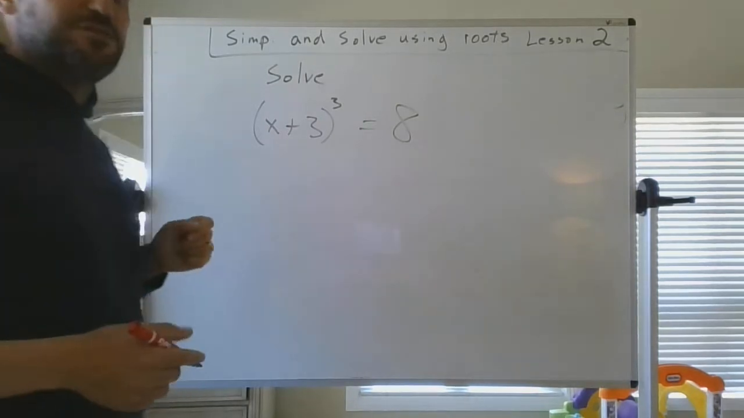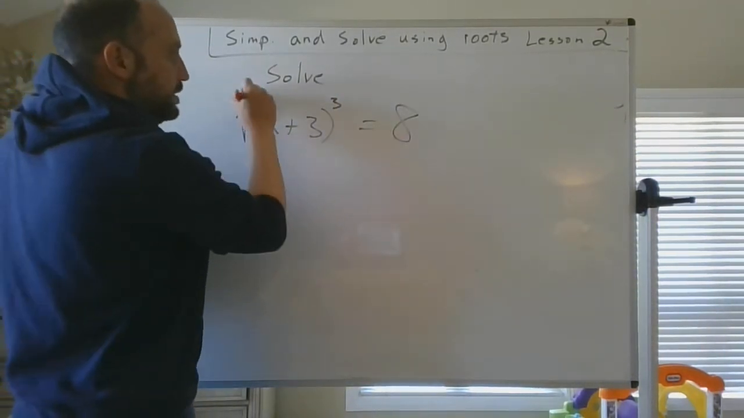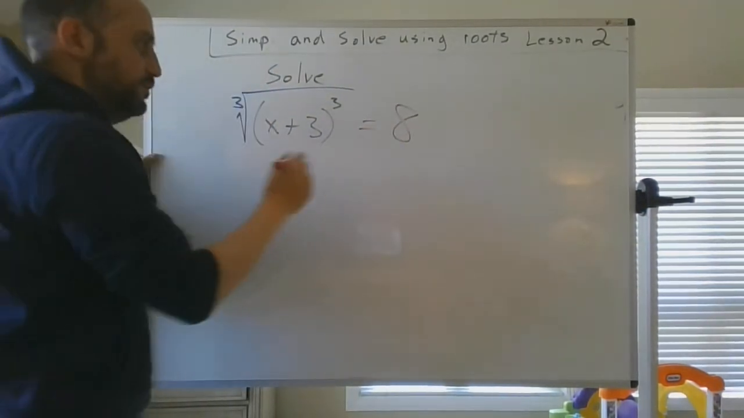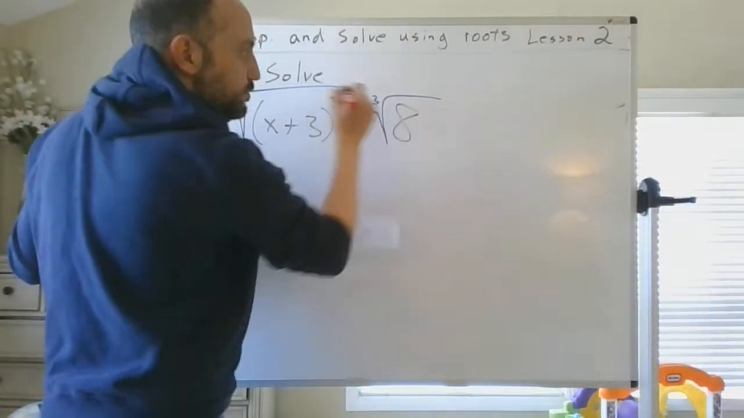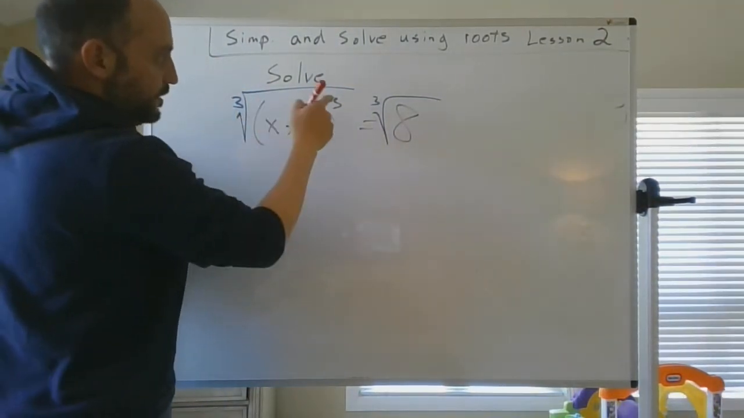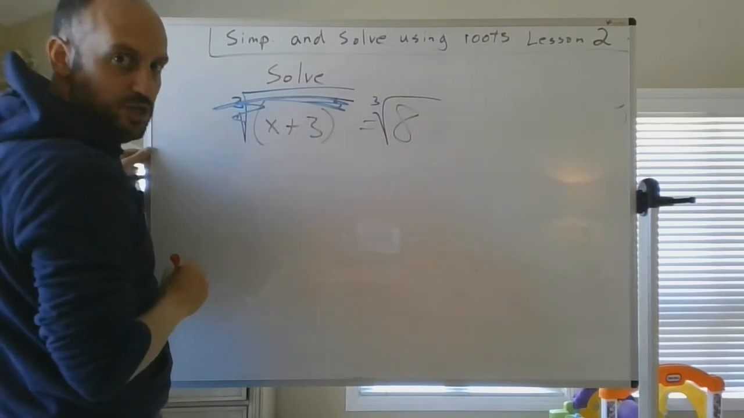Let's think about the inverse of a cube. What's the opposite of cubing something? Well, that's going to be cube rooting it. But what I do to one side, I do to the other. I'm going to cube root that 8. A cube root to a cube essentially cancels those out. It cancels it out.